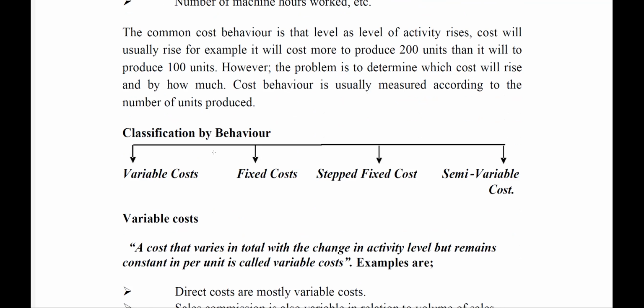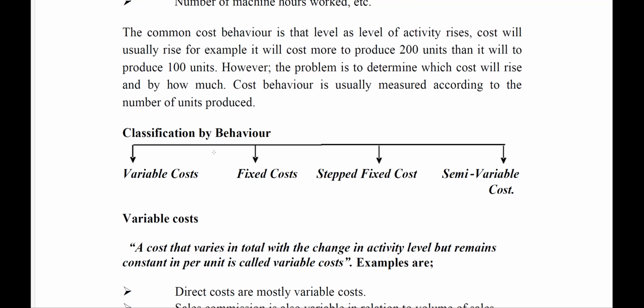The common cost behavior is that as the level of activity rises, cost will usually rise. For example, it will cost more to produce 200 units than it will to produce 100 units. However, the problem is to determine which cost will rise and by how much. So cost behavior is usually measured according to the number of units produced and also based on the kind of cost we have at our disposal.